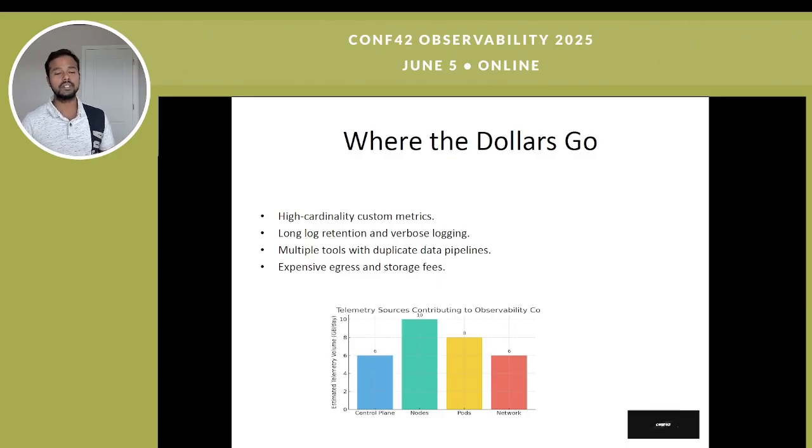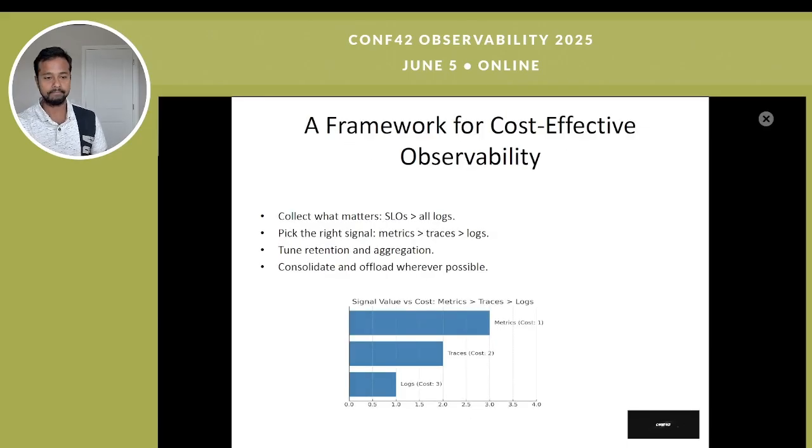The second one is long log retention. Depending on whether it's 30 days or 90 days, it could spike up the bill pretty badly. And also verbose logging. If you have extremely verbose logs like debug logs configured, you're going to be spending a lot of your money just collecting these verbose logs. The third thing that I've seen is the same data gets replicated multiple times to different destinations. That could of course spike up your cost too. And when you're sending data across the network to different regions or otherwise, that could also accrue expensive both egress and storage fees too. So now let's get into the framework that I had promised.